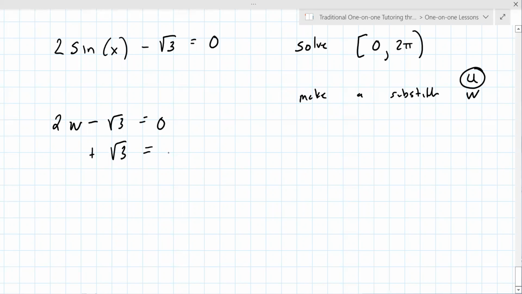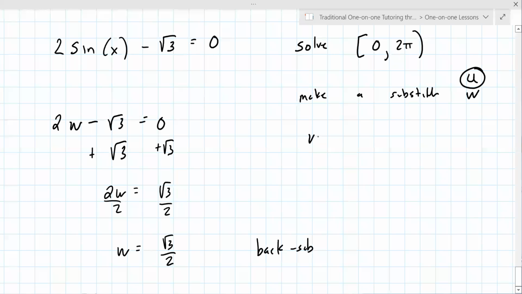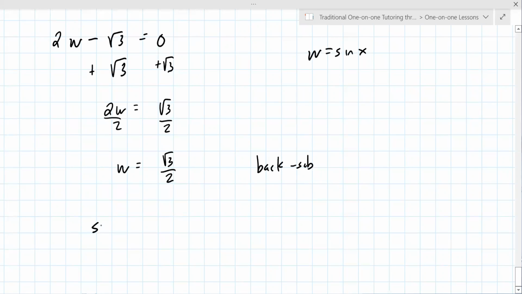So you're going to add square root of 3 to both sides. Okay, so you get 2W equals the square root of 3. Divide by 2, divide by 2. So you get W equals the square root of 3 over 2. And this is where you need to back substitute. So because you said W is sine X, you now go backward and say, okay, sine X is W. And you're solving this equation. Okay.